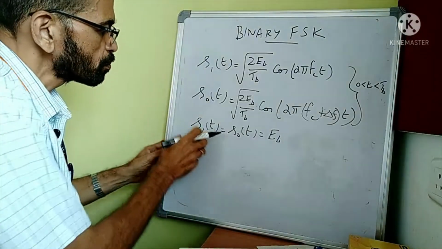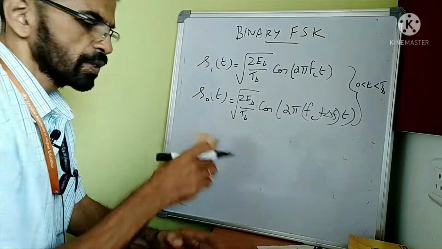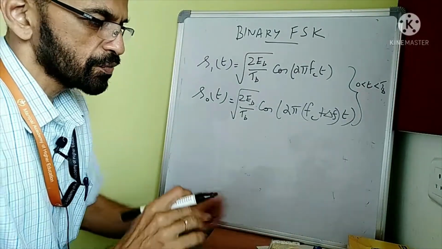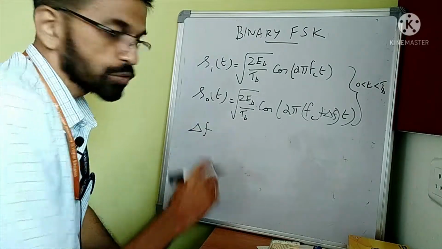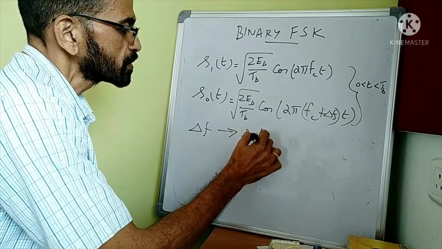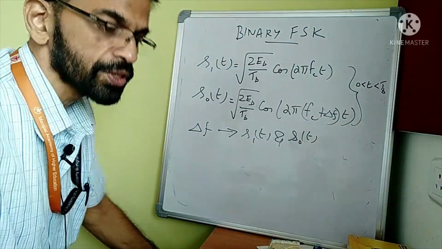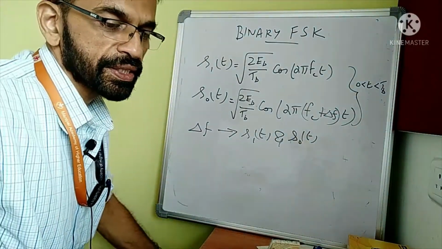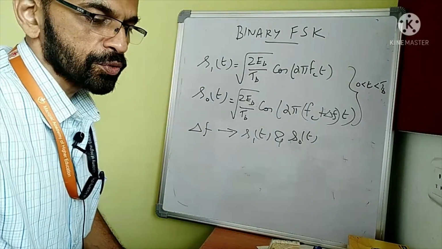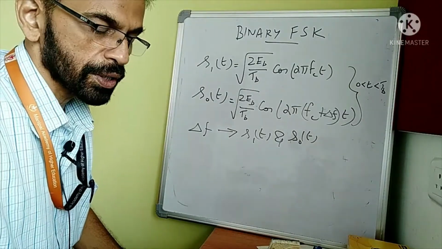Before we proceed further, we have to say something about delta F, the deviation. Now, delta F is chosen in such a way that the signals S1t and S0t are orthogonal to each other, or in other words, we can say that their inner product has to be 0. Delta F is chosen in such a way that their inner product is 0, or equivalently the correlation coefficient of these two signals has to be 0.